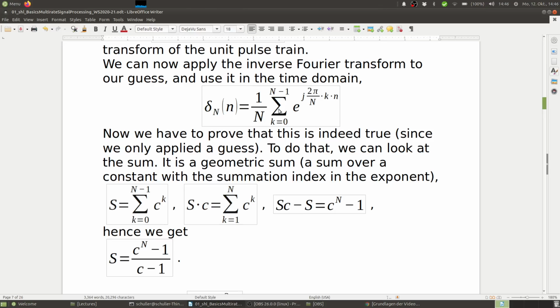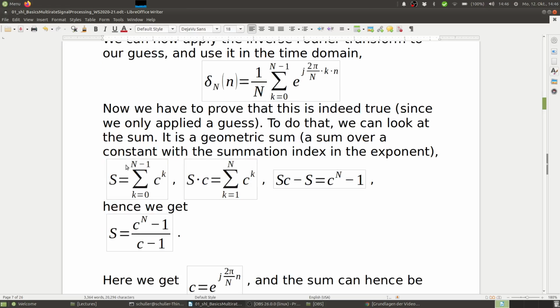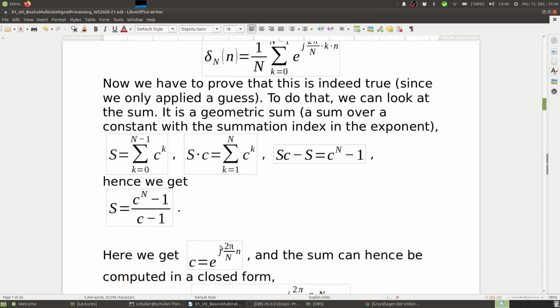And now we have to test what's the result of this sum for each lowercase n. That's why it helps to see that this is a geometric sum. So here we have a sum of this shape, right? The c is this, you can see it here. The c is this e to the j 2 pi over N times lowercase n. And using this trick, we can simplify it, and we multiply the sum simply by the c.